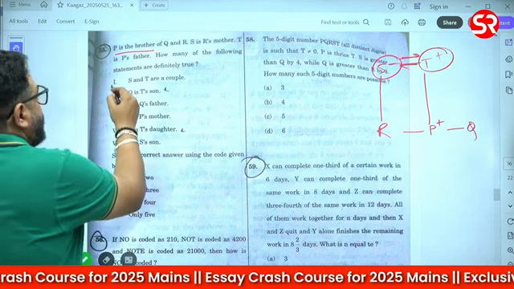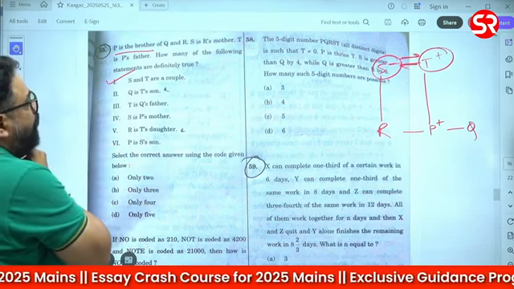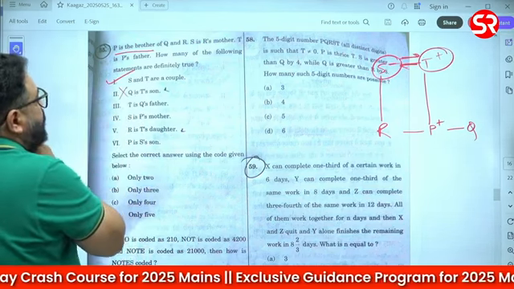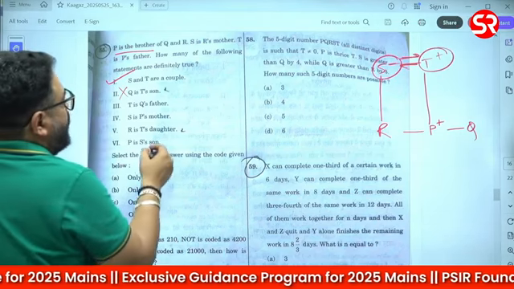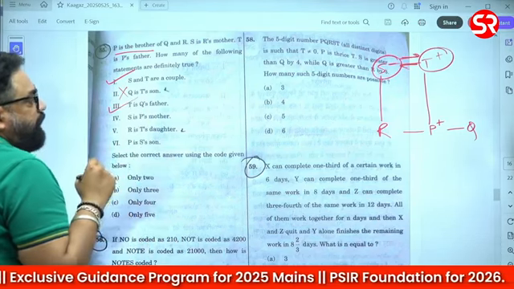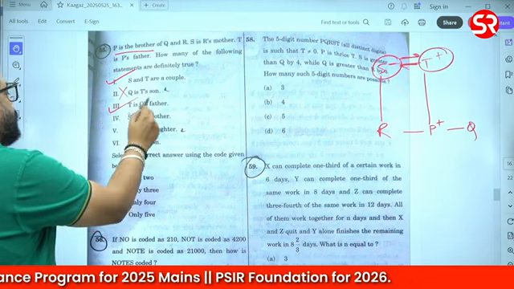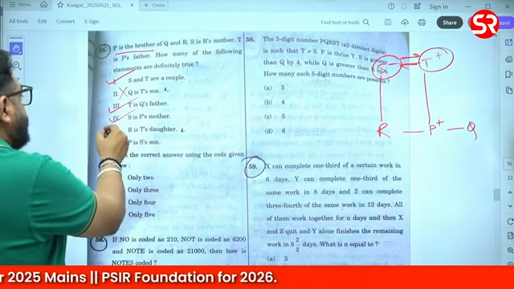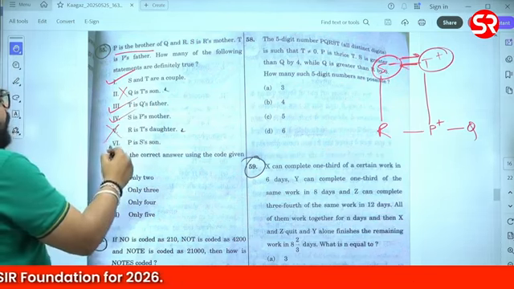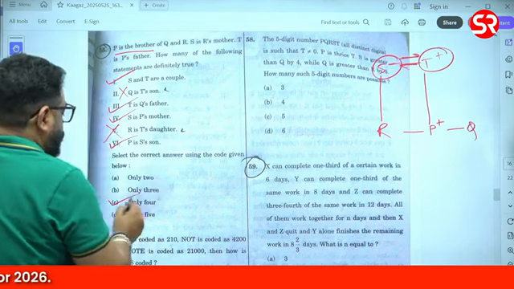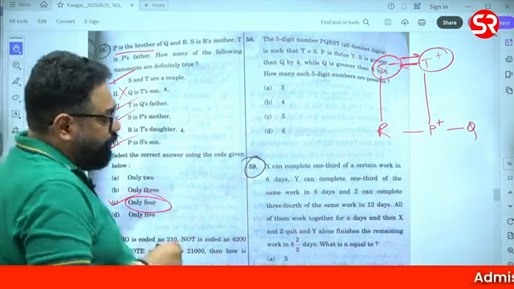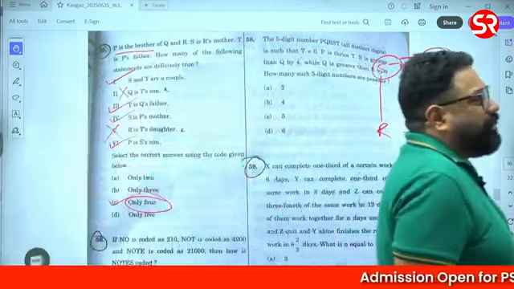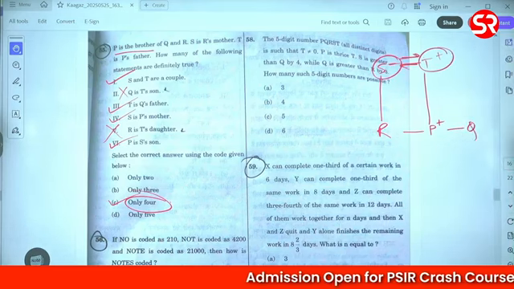So S and T are couple, true. Q is T's son, wrong, because we don't know the gender. T is Q's father, true. S is P's mother, true. R is T's daughter, we don't know of R. And P is S's son, so only 4 are true. Only 4 of them are true. So I think that works, guys. That really works.